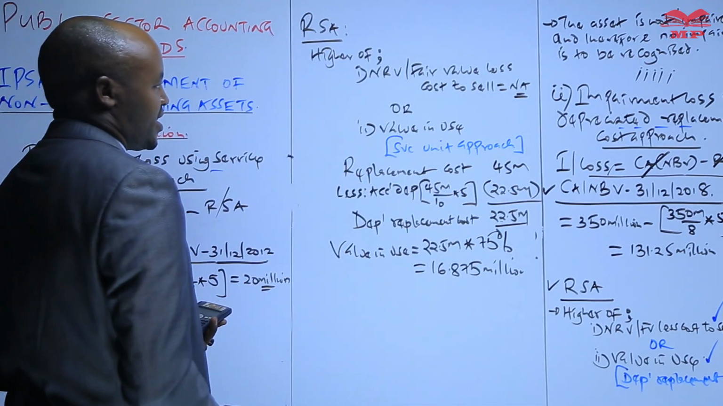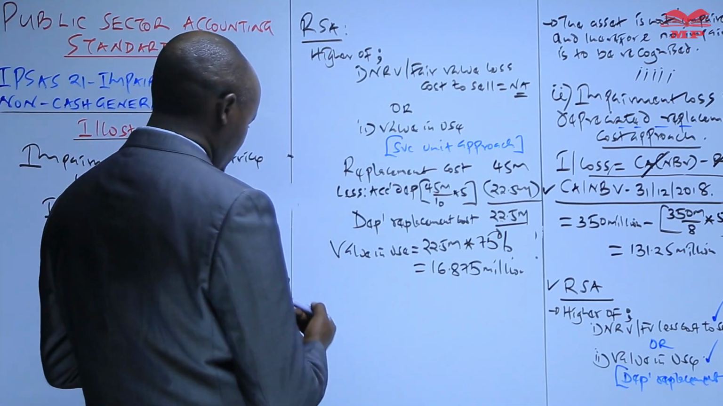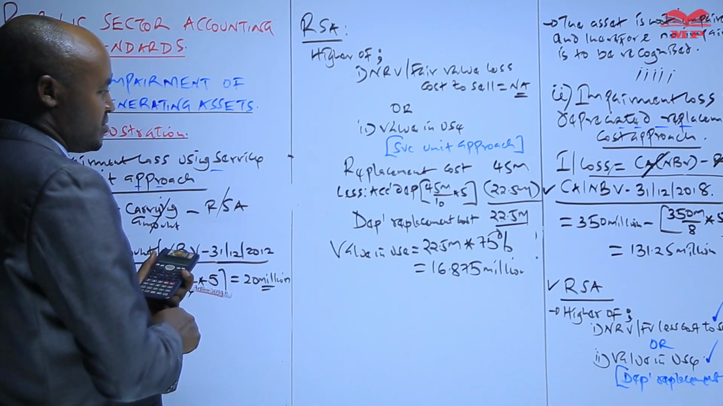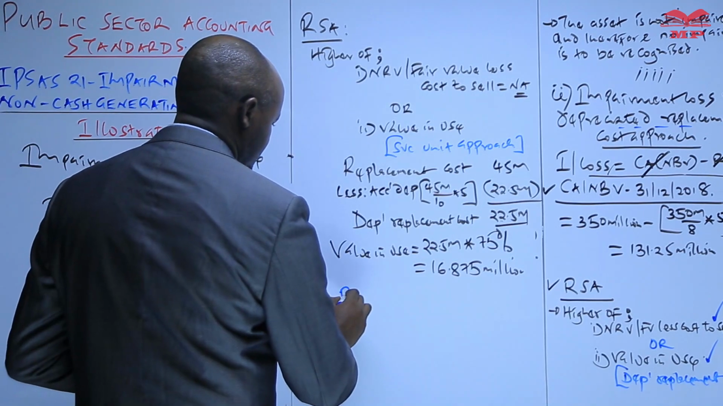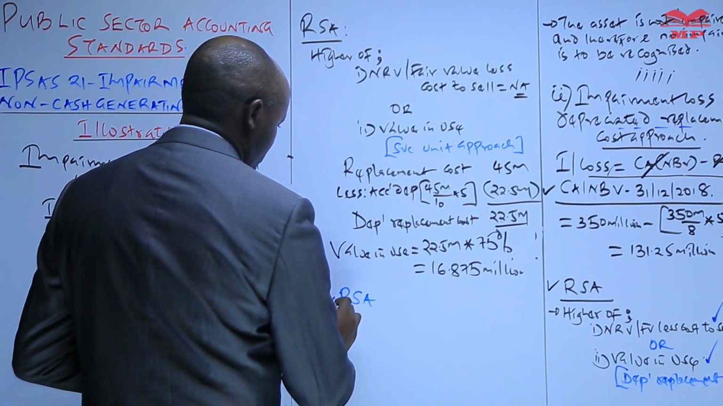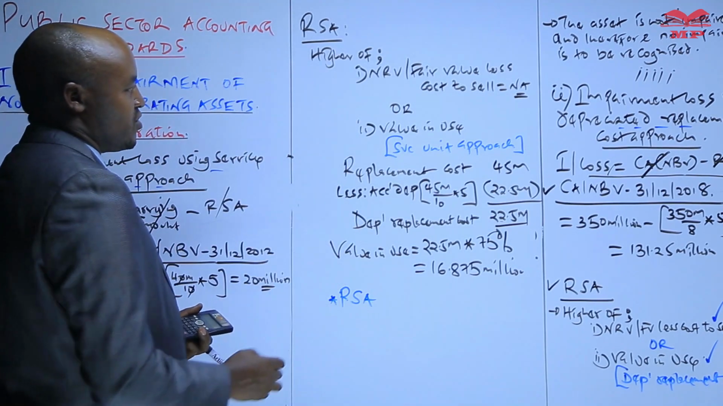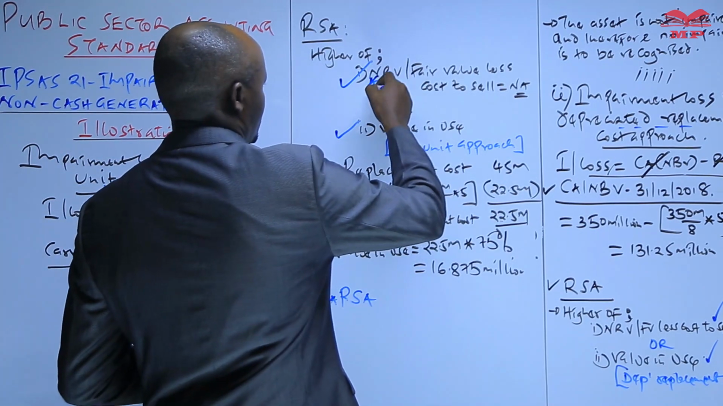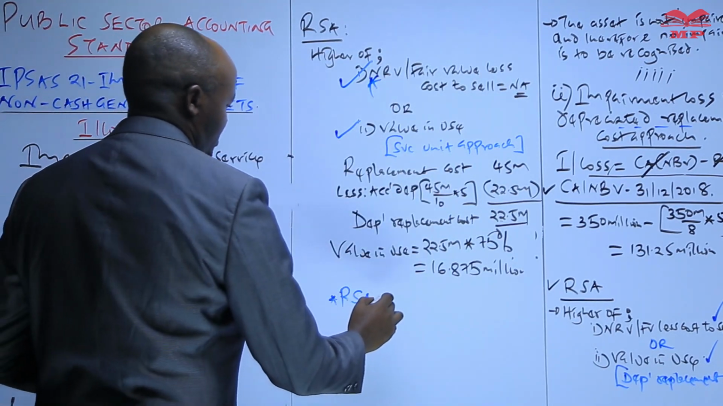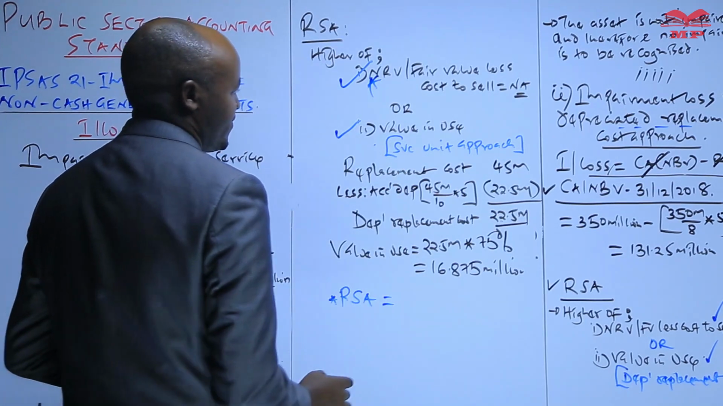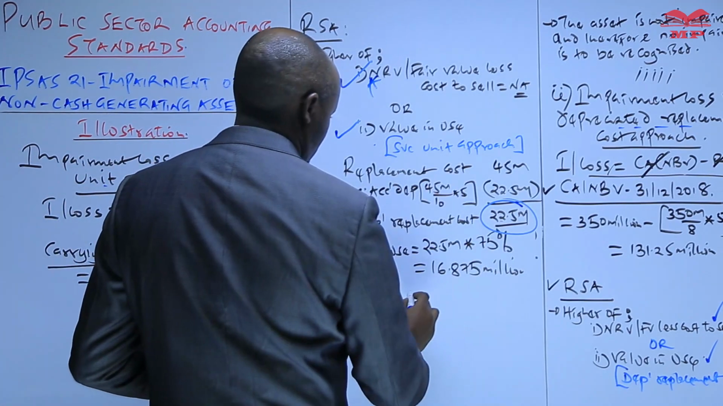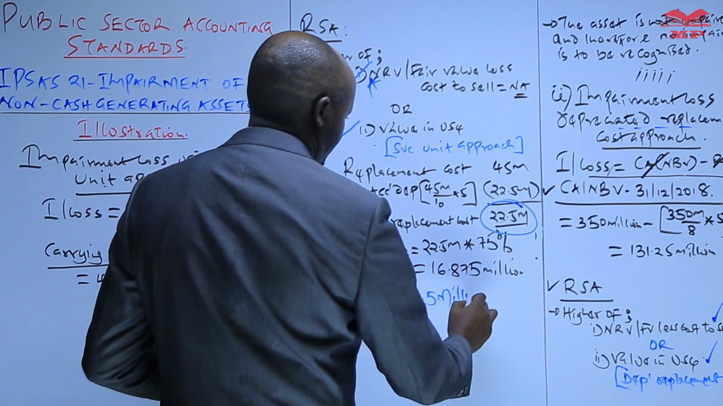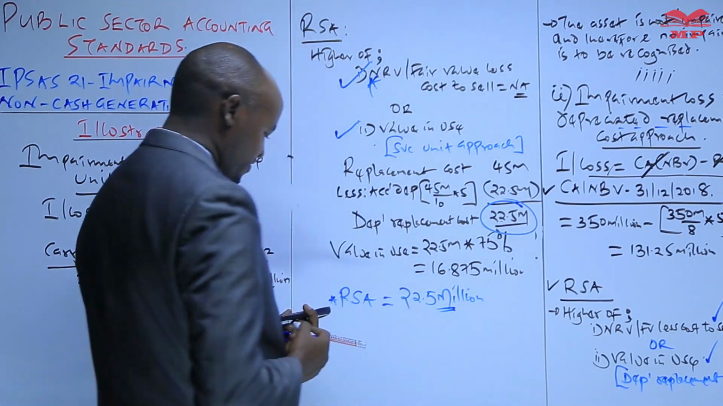And having that, finally what we need to do is determine the recoverable service amount, which will automatically be the higher of these two values. Remember, in our case we don't have the other value, so automatically the recoverable service amount will be equal to the value in use.